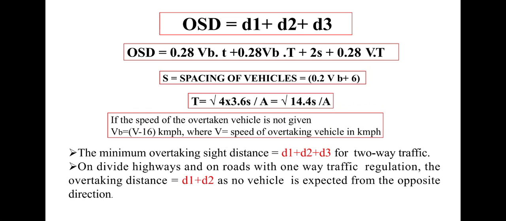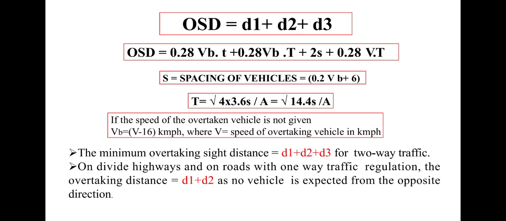We also require this capital T, the traveling time t. So how to find that? That t is found out by many of the numericals, and we get that formula directly as under root of 4s upon a, or we can say under root of 14.4 into s upon a. So if you want to remember either the values in kmph or in meter per second, so that you can understand it very well.